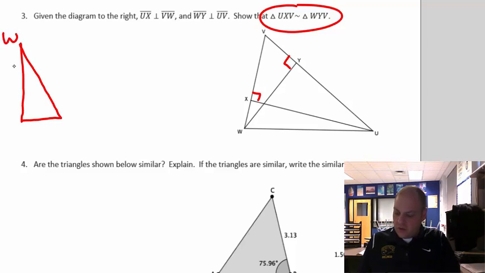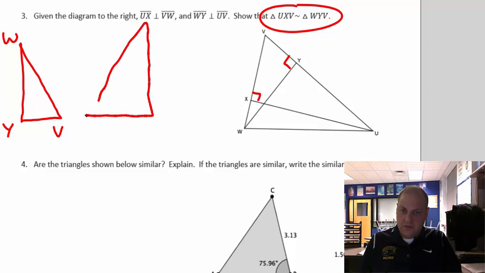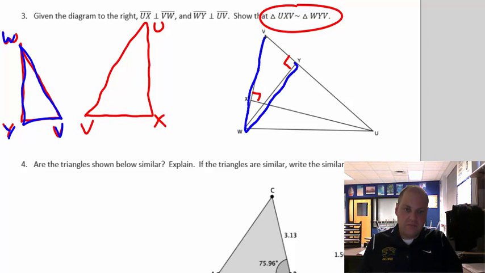I have WYV, and I have UXV. Okay, let me do blue here, just so I could show you. WYV, that's this guy right here, with that right angle we already know. And then UVX is this guy right here.